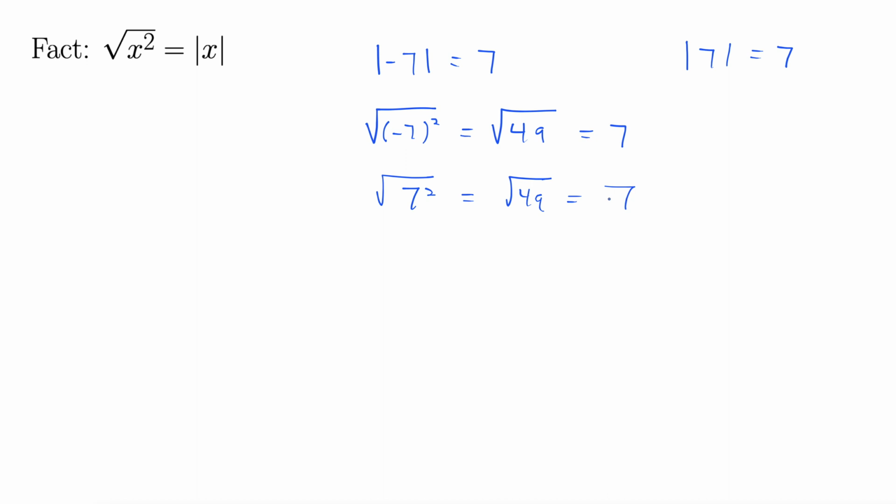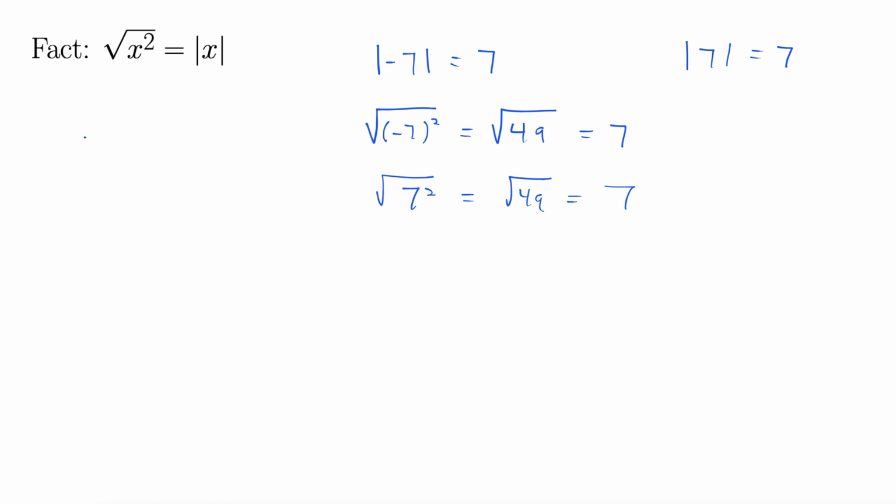Back to 7 again. So notice that these two contraptions, the square root of x squared and the absolute value, do the exact same thing on every single number. And if they do the same thing to every number, then they must be the same thing. So these two are equivalent. How does that help us? Well, first let me say this.